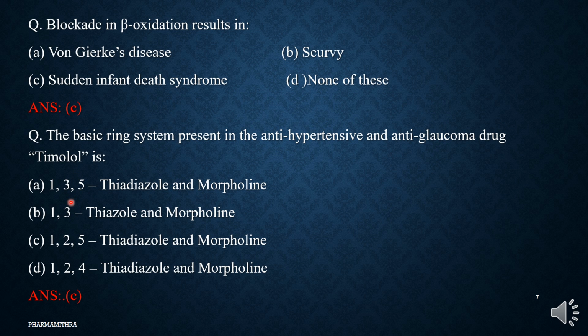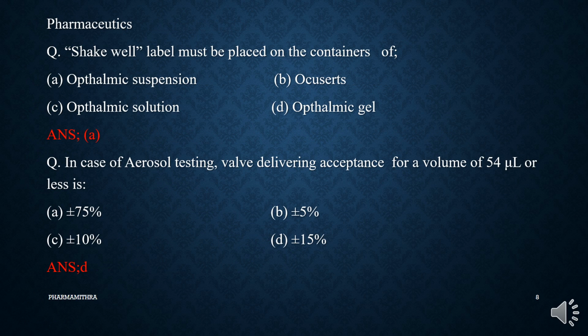The basic ring system, we want to know. Timolol is a beta blocker having a propanolamine structure. Here the timolol S form is more active than the R form, and timolol is used in glaucoma, hypertension, angina, and myocardial infarction. The basic ring structure is 1,2,5-thiadiazole morpholine, and this is used as an antihypertensive and anti-glaucoma drug.